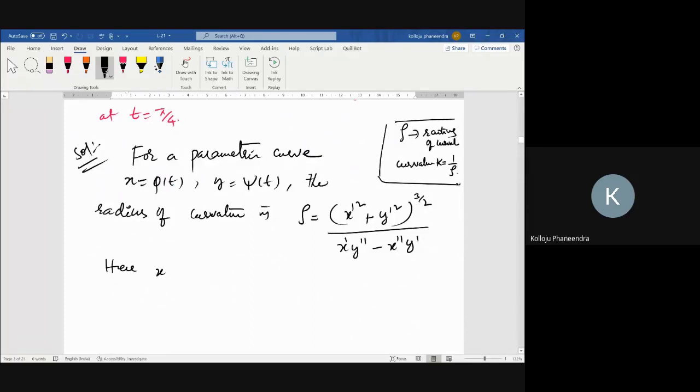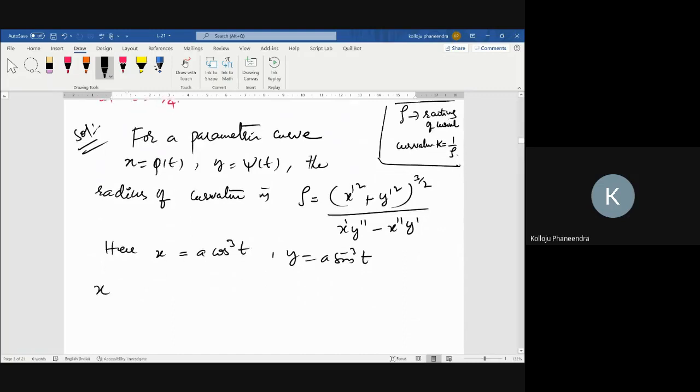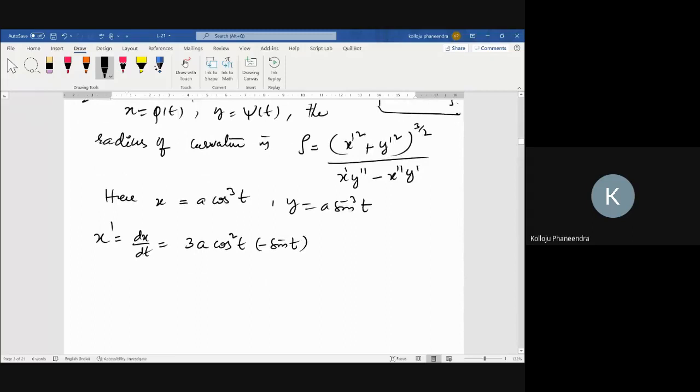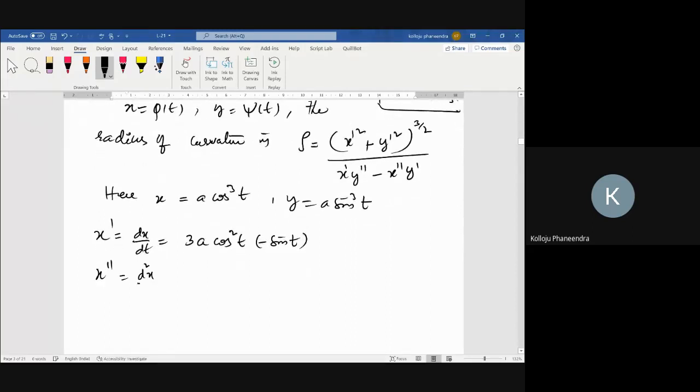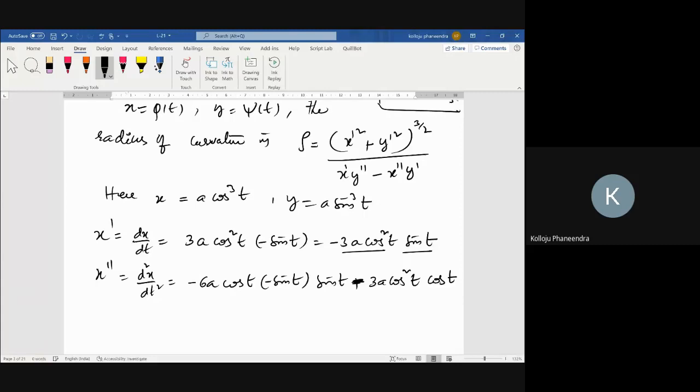Here, x is given as a cos cube t and y is a sine cube t. So, what is x dash? X dash is nothing but dx by dt, which is 3a cos square t into the derivative of cosine t, minus sine t. Next, x double dash is also required, which is d square x by dt square. Using the UV method: minus 3a cosine square t into sine t. First, derivative of this part: minus 6a cosine t and the cosine t derivative, times sine t, plus minus 3a cos square t and the sine t derivative, cosine t.